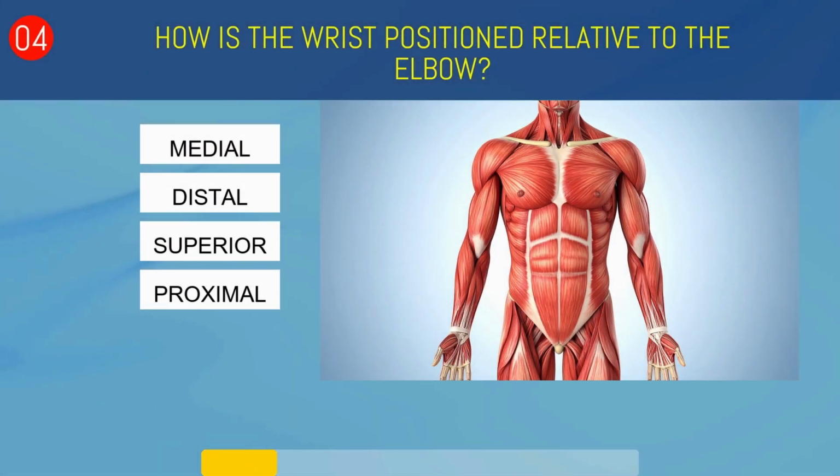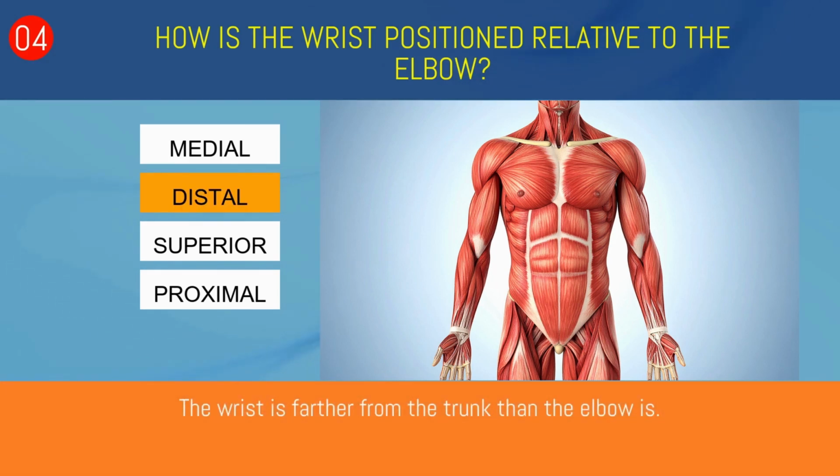How is the wrist positioned relative to the elbow? Medial, distal, superior, or proximal? Distal. The wrist is farther from the trunk than the elbow is.